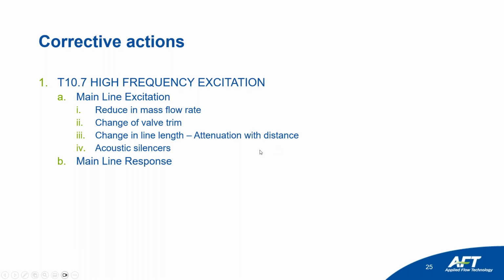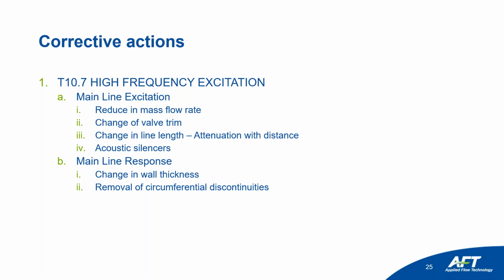Acoustic silencers are another solution that the Energy Institute suggests for the mainline excitation. Regarding the mainline response, we can change how the mainline responds to the shell motor vibrations by changing the wall thickness. That would change the shell motor vibration, and it might reduce the acoustical excitation because it detunes them from the source of vibration.